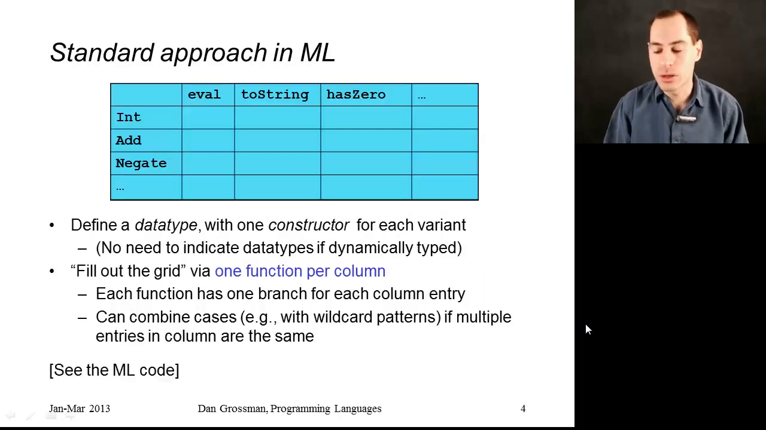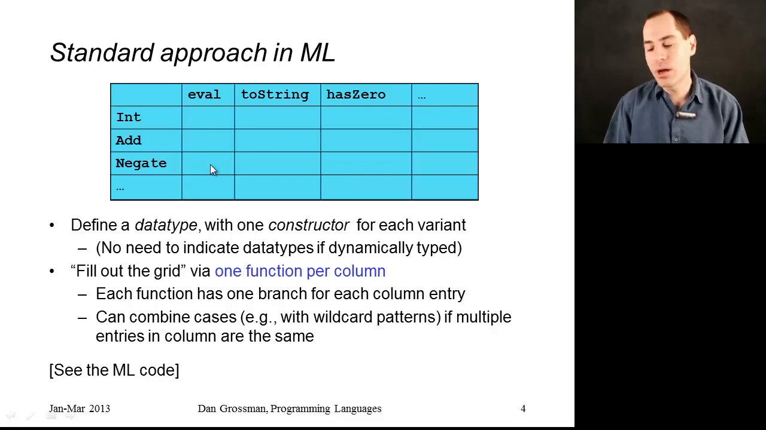So let's do the functional or procedural decomposition first. When we're writing in a language like ML or Racket, well, let's think about ML. We can define a data type with one constructor for each variant. Our data type is saying what the rows of the grid are. Then, in our functional decomposition, we have one function for each column of the grid. We have an eval function, a toString function, and a has0 function. And then in those functions, we use case expressions to have one branch for each row, for each square in this column. That's how we decompose our program.